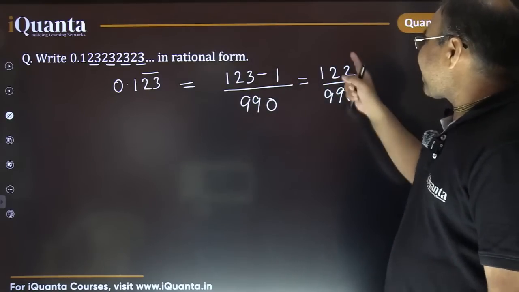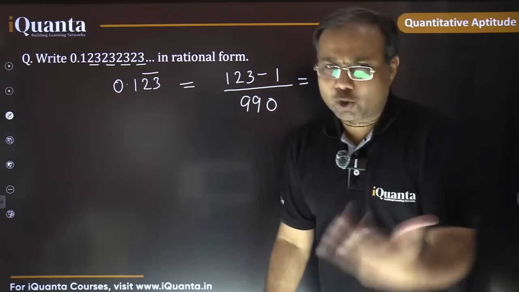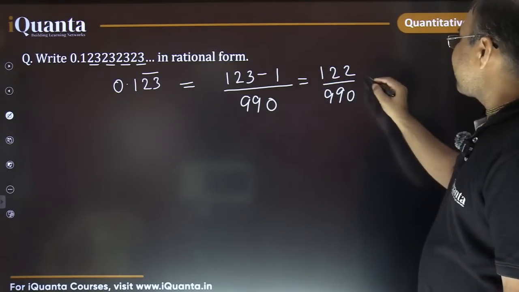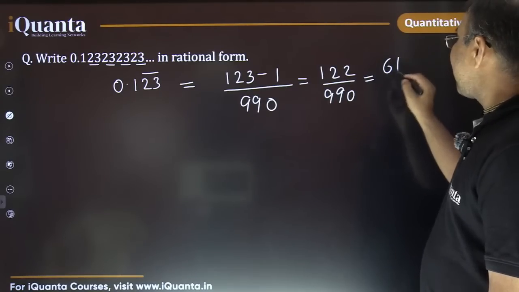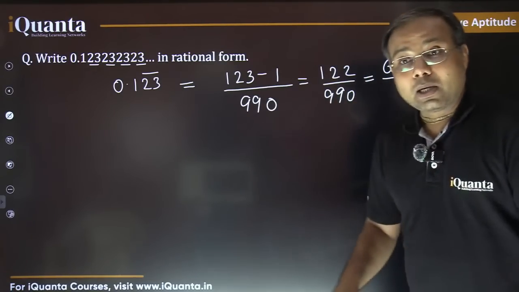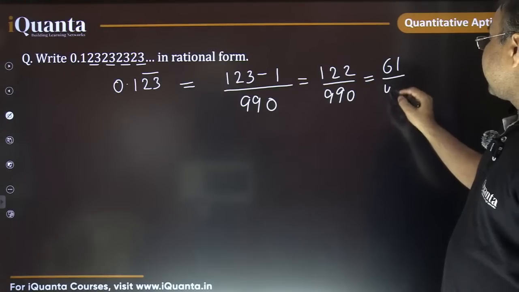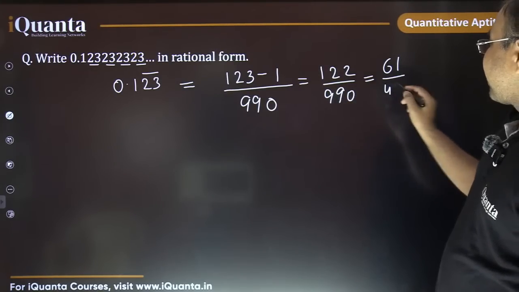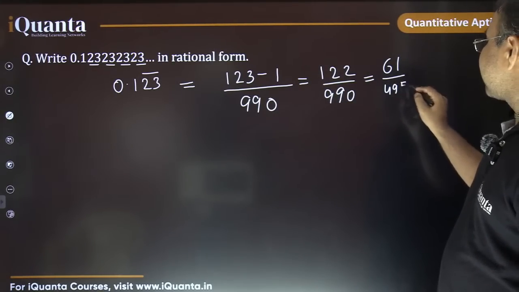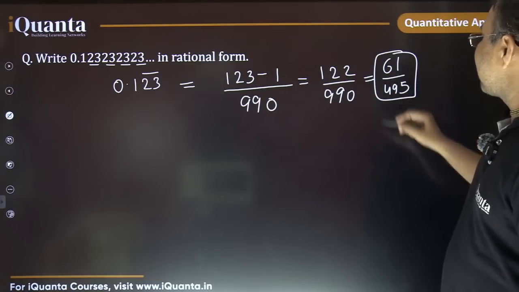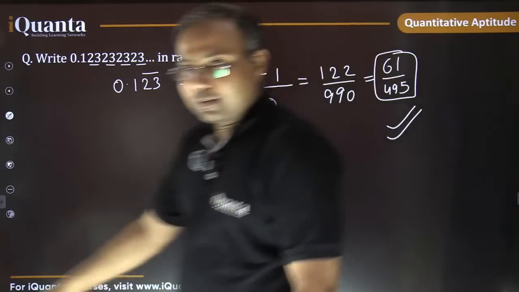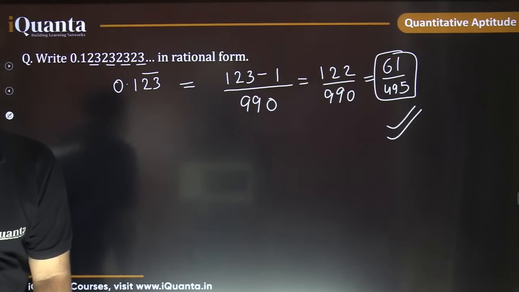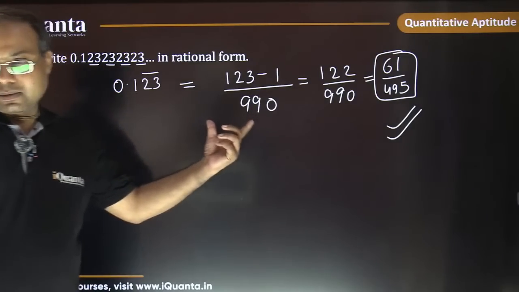What is the common factor you see here? It's 2, right? Because 122 is 2 times 61. So you can cancel out with 2. So it is 2 times 61 and this comes out to be how much? 495, 4, 2 4s are 8, 2 9s are 18 and 2 5s are 10. So 61 by 495 is your answer. ठीक है ना? I hope it is clear with everyone.